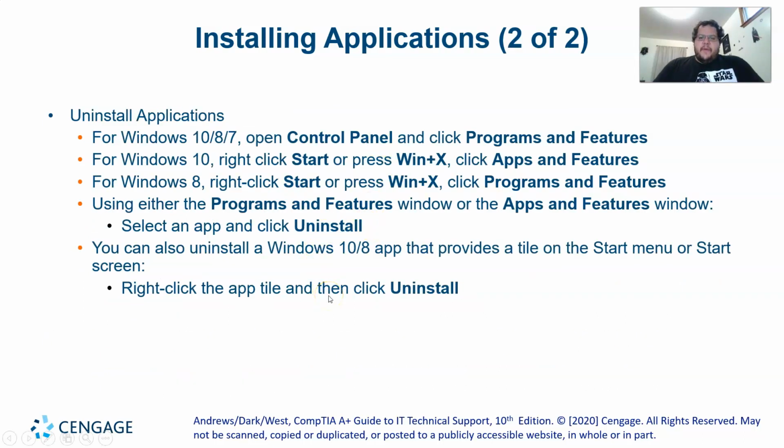So on Windows 10, 8, and 7, you have Control Panel and Programs and Features. That way you can see all your programs, and you can install them, reinstall them, and so on. For Windows 10, you can also press Start X or Windows X to open a feature. You have different ones for each version, but that's pretty much what each one is.